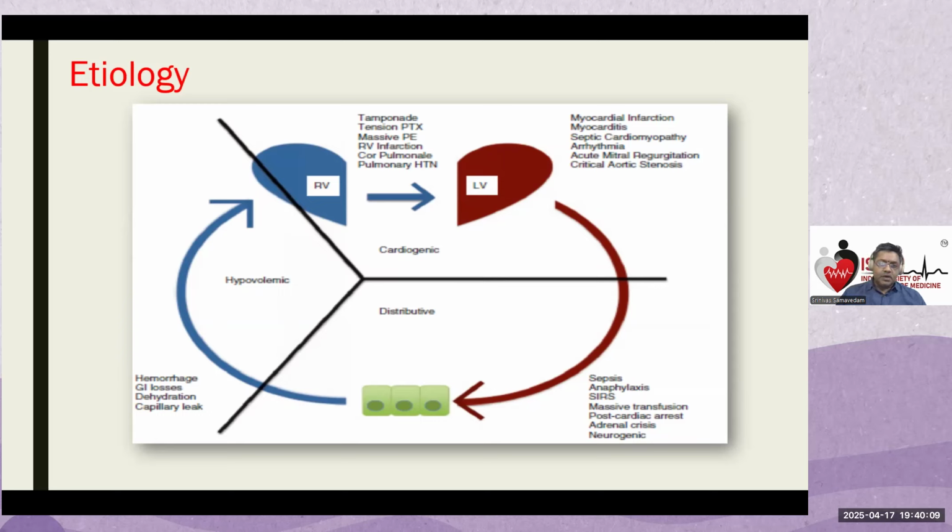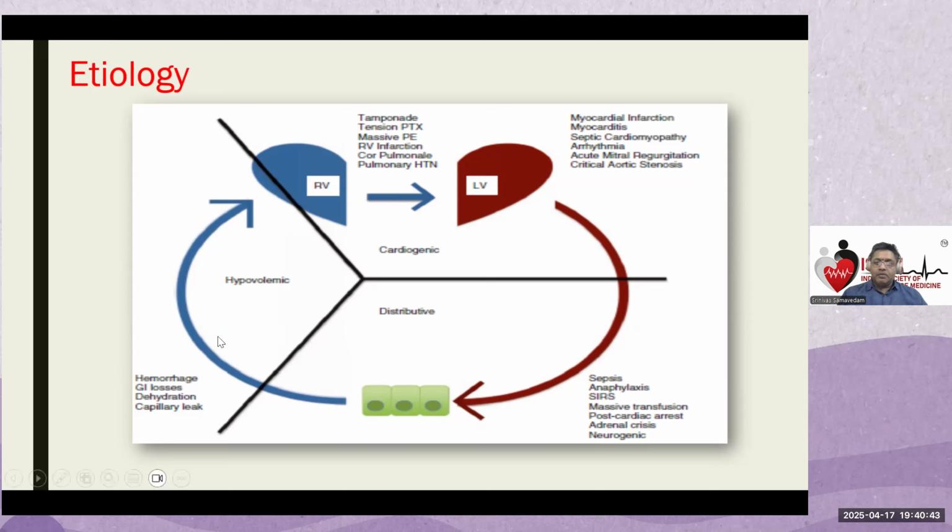So if you have somebody who has hemorrhage, GI losses, or dehydration, you get a hypovolemic shock. Distributive shock is a type of relative hypovolemic shock because the capillary leak results in loss of intravascular volume into the extravascular interstitial space. So there is always relative hypovolemia in patients with distributive shock, and that's the reason you always assess the volume status in these patients. And your response is always to give fluids to these patients.